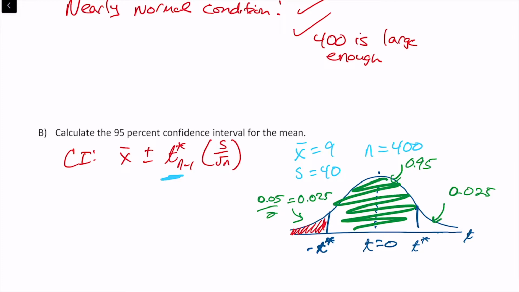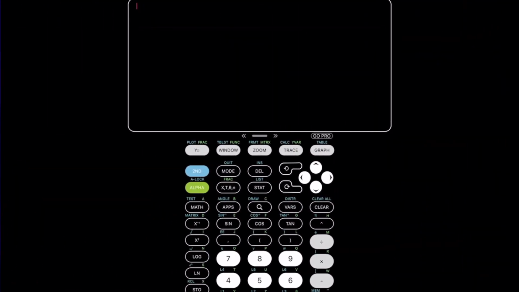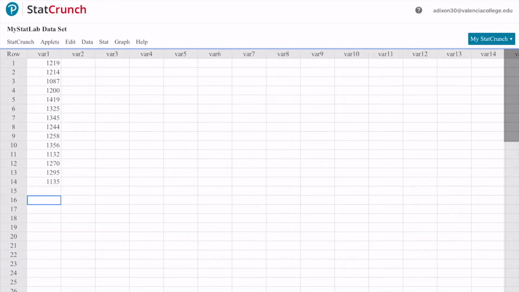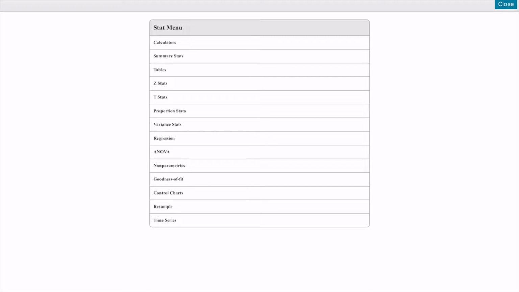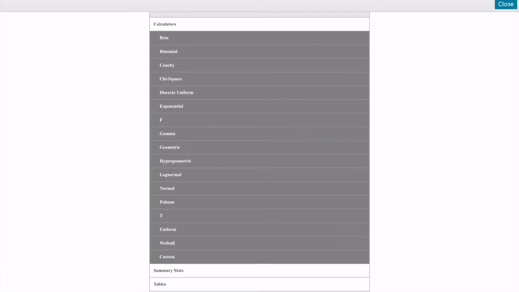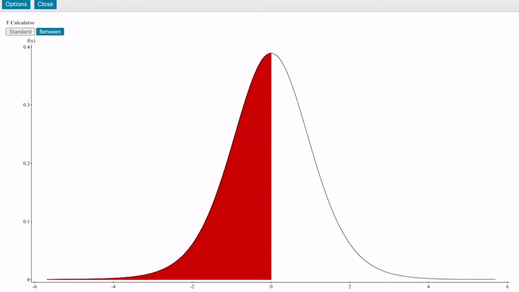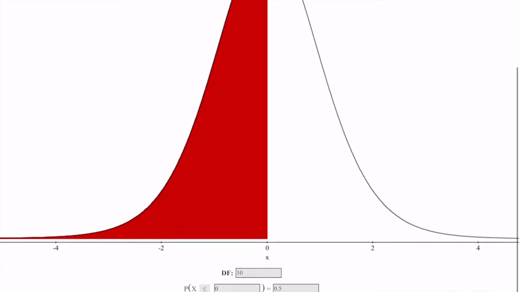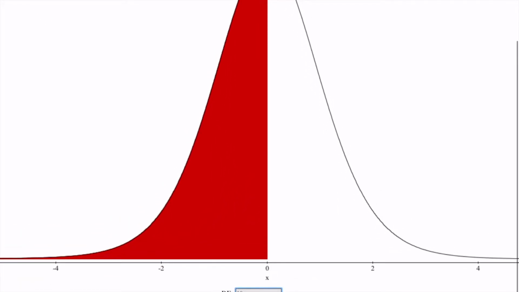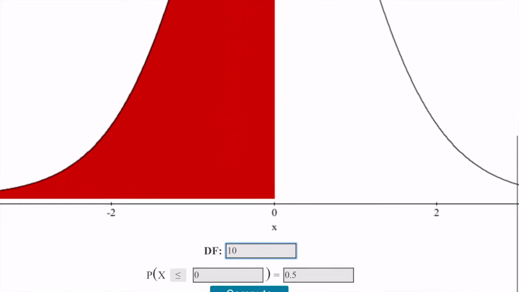All right, so to find our t-score, this is what I'm going to do. Let's go to StatCrunch, okay? We're not going to even mess with the tables. Let's go straight to StatCrunch. And then under Stat, we are going to go to Calculators, and we're going to go to T, all right? Okay. So I believe you guys have seen this trick before, but first of all, notice DF. DF is for degrees of freedom. I'm hoping you guys can see that, okay?